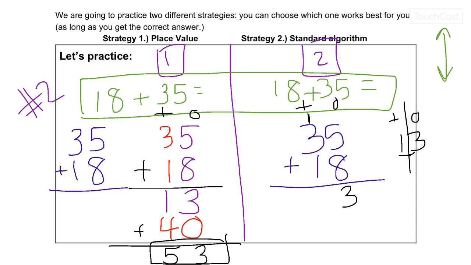Remember, we put it up top. If it helps you, you can circle that number so you know that it's there and you don't forget about it. So now I go to the tens place. 3 plus 1 is 4. 4 plus 1 is 5. 53. Did I get the same answer on both sides? Yes, I did.